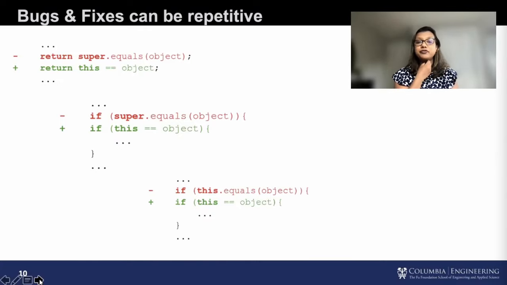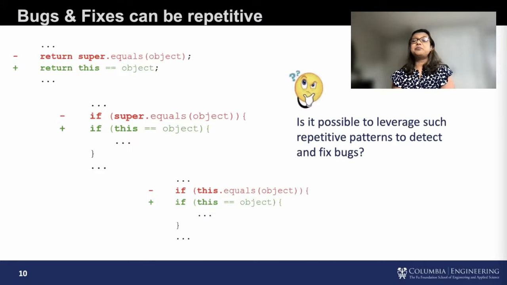For example, this is a bunch of code we mined from GitHub open source Java projects. As you can see, this line marked in red, return super.equals(object), appeared many times in several places in the code. And it turns out, for some reason, there was a bug there. What developers did in all the places was fix the code by just changing this super.equals call to this.equals(object). So this kind of repetitive pattern is all over the place. Now our question is whether it is possible to leverage such repetitive patterns to detect and fix bugs.